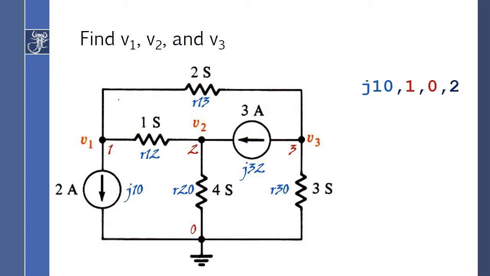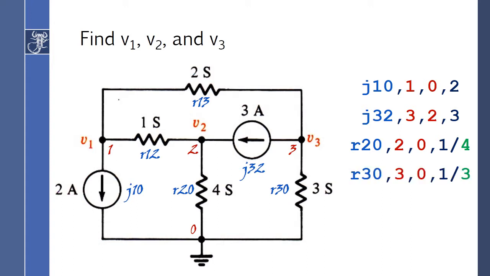We have a source J10 between 1 and 0 with a value of 2 amperes. We have a source J32 between 3 and 2, value of 3. We have a resistor R20 between 2 and 0, and here's the new concept. The value of that resistor is 1 over the conductance value. It's 4 Siemens, so it's 1 over 4 ohms. And this goes to the definition of what a conductance is.